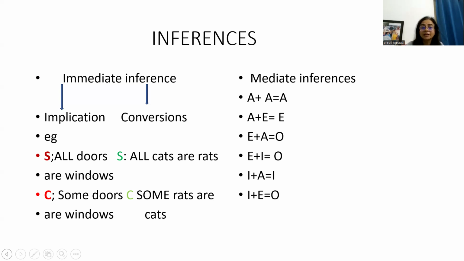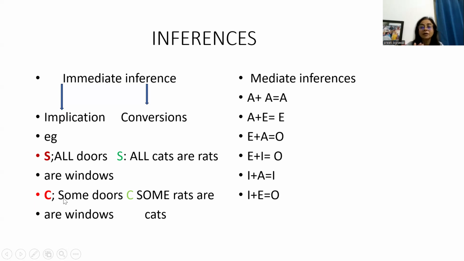Conversion: all cats are rats, some rats are cats. Subject and predicate are interchanged. Now there is mediate inference, where the conclusion is drawn by combining two or more statements.